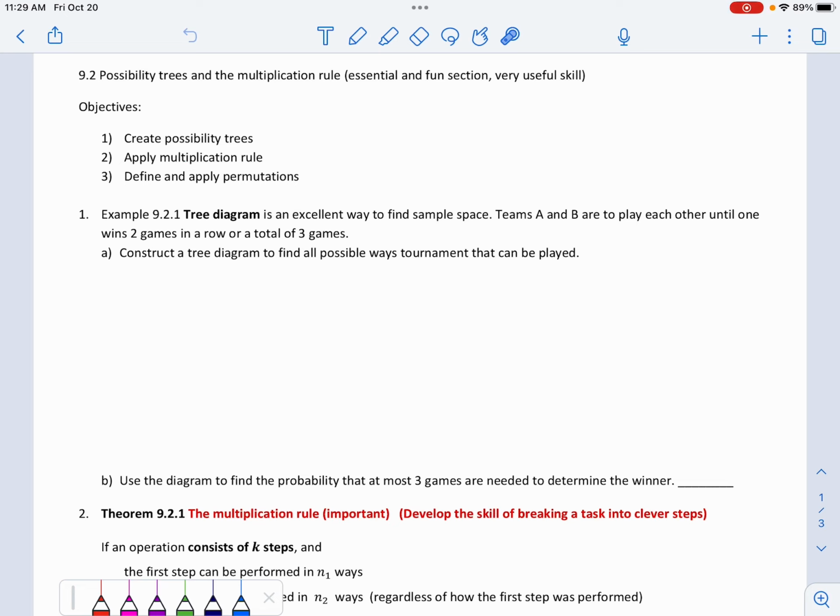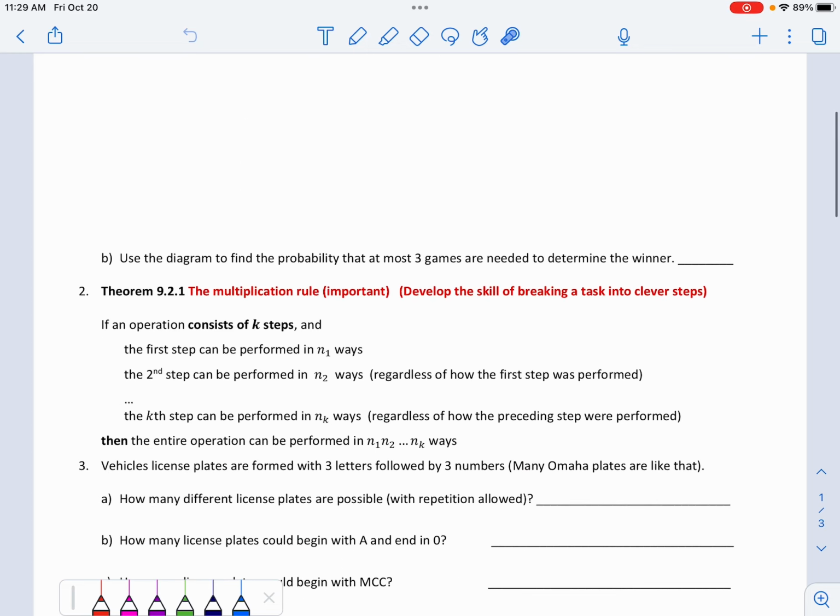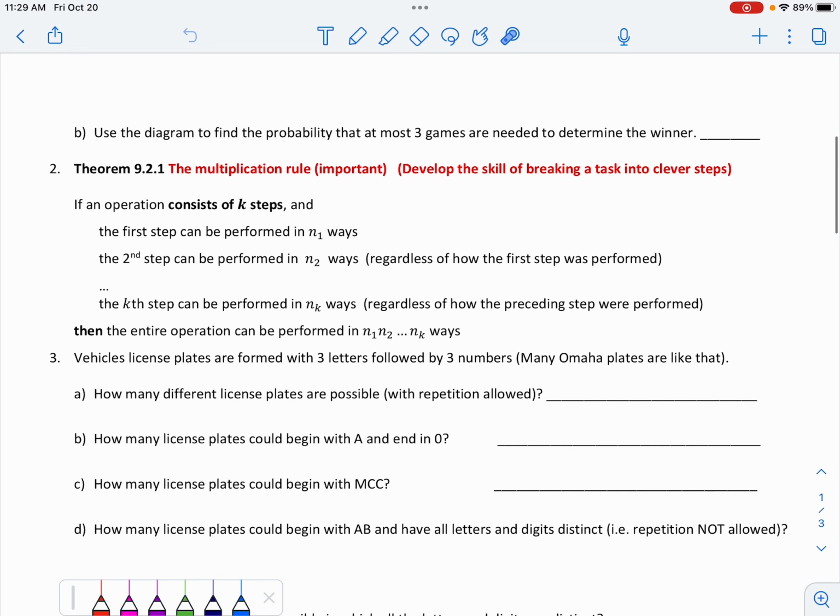The multiplication rule is one of the most important rules that is useful in counting. Now what is that? So here's the multiplication rule. If an operation consists of k steps, and the first step can be performed in n1 number of ways, the second step in n2 number of ways, and the kth step in nk number of ways, then the entire operation can be performed in n1 times n2 times all the way up to nk number of ways.